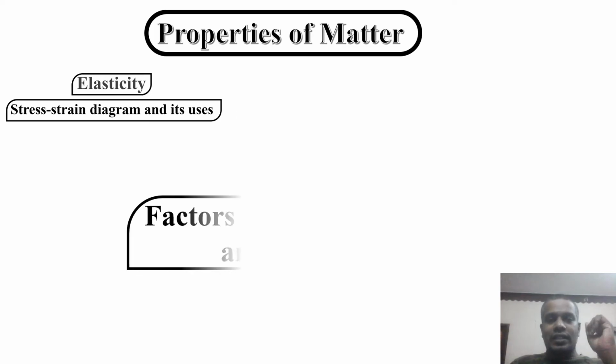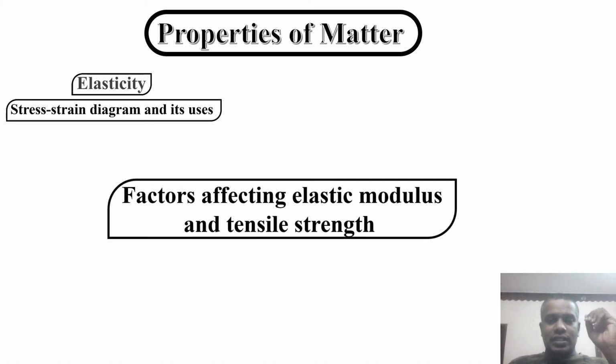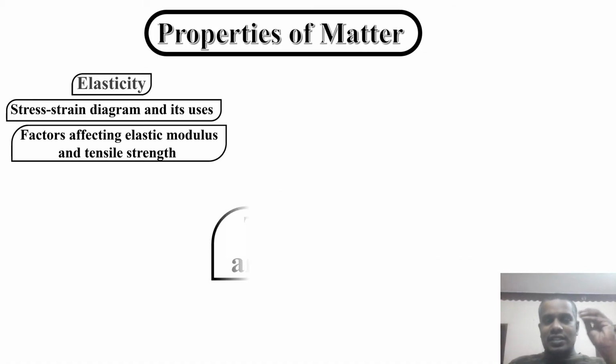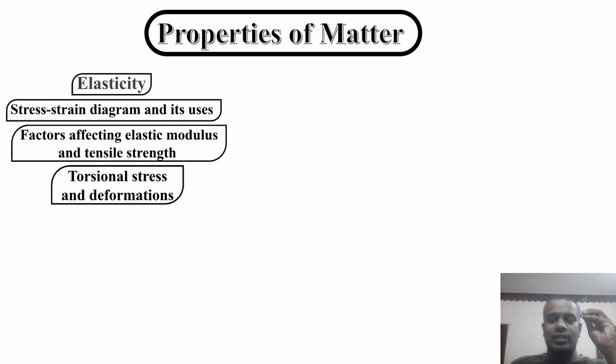Then the third one, the factors affecting the elastic modulus and the tensile strength. There are several factors, but we are going to look at only the five important factors. What are the factors affecting the elastic modulus? After the stress and strain diagram, the next thing is the torsional stress and deformations. This is what we will discuss under this topic.